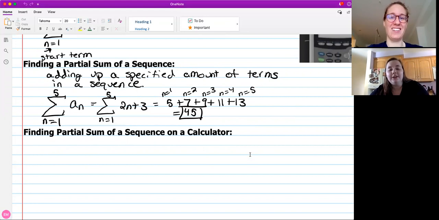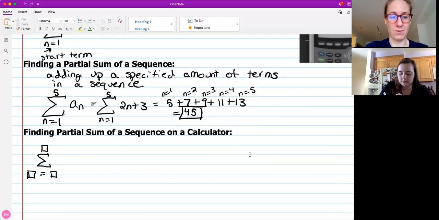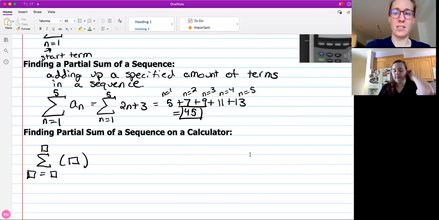So we're going to look at how to do it on a calculator. I know you can't see my calculator screen, but if you pull out your calculator, you're going to go to the math button, and then you're going to hit 0, and it's going to pop up with the summation notation: a box here, an equal sign, a box here, and then a box in parentheses there. The buttons are Math and then 0.